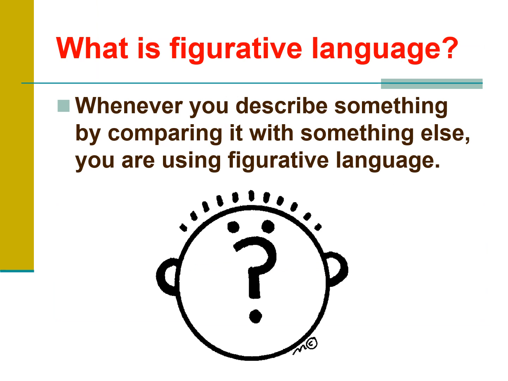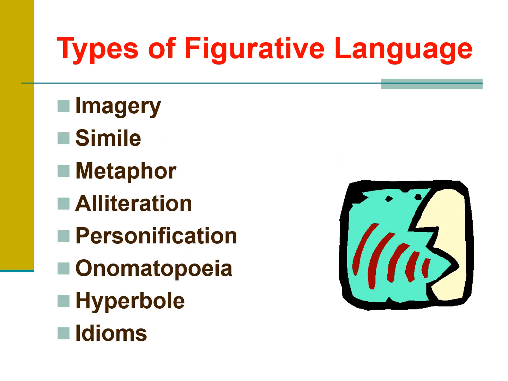So what is figurative language? Whenever you describe something by comparing it with something else, you are using figurative language. There are different types of figurative language, but some of the types that we're going to go through today are imagery, simile, metaphor, alliteration, personification, onomatopoeia, hyperbole, and idioms.